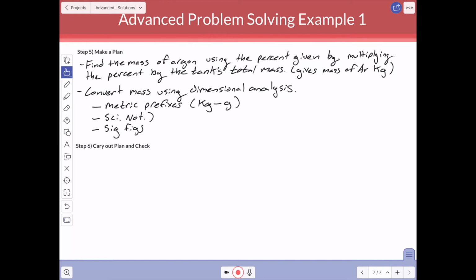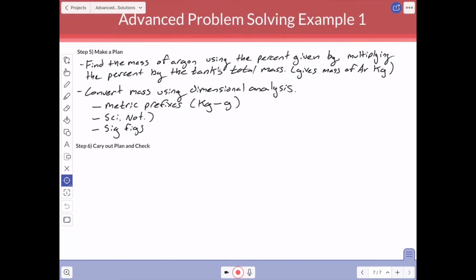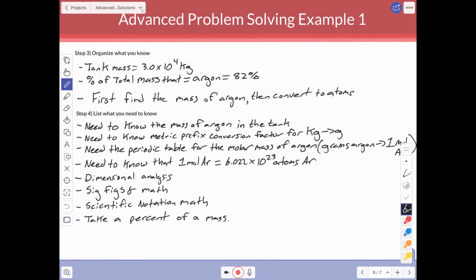All right, so we go back and we say, okay, well, I need to find the mass of argon by using the percent given. That percent, I believe, was 82. Let's check it. Yeah, 82. All right. So if it's a percent, it's out of 100, right? So 82 out of 100 equals 0.82. And then we need to multiply that by the mass, right? Which I'm just going to check. 3.0 times 10 to the 4 kilograms.